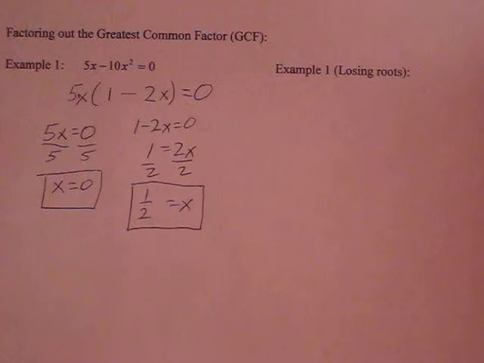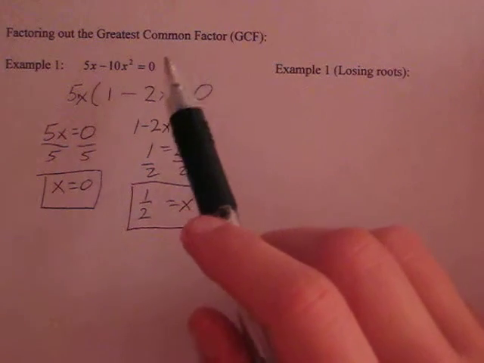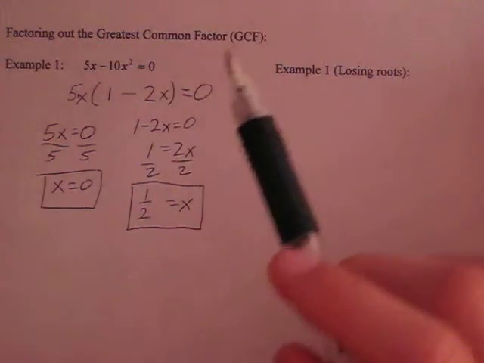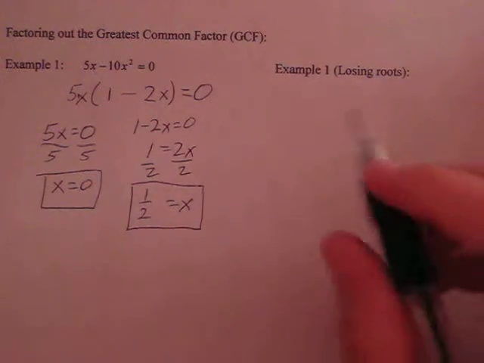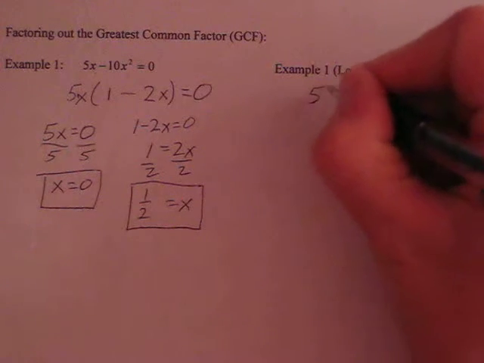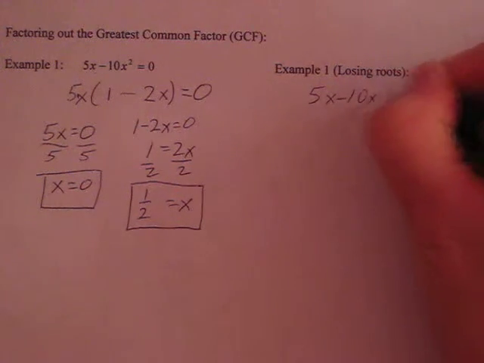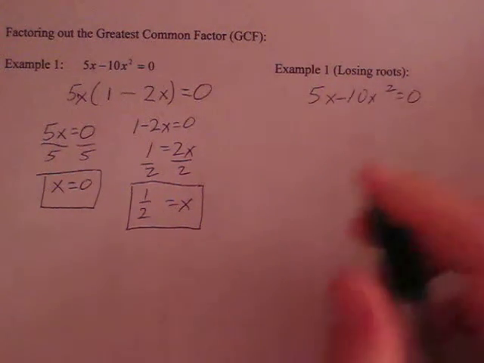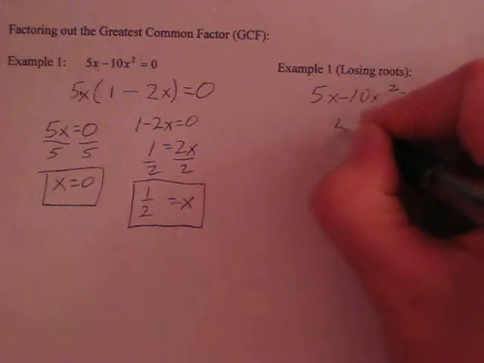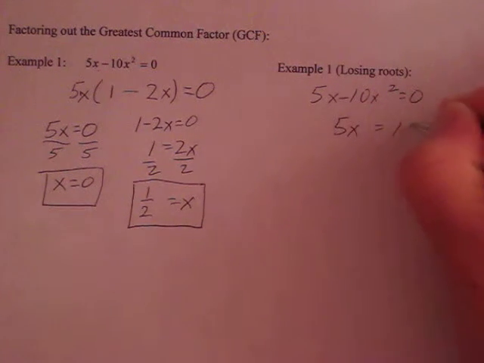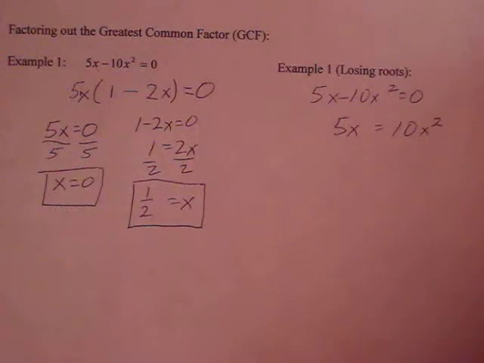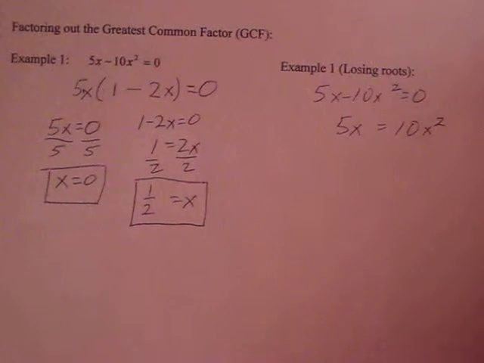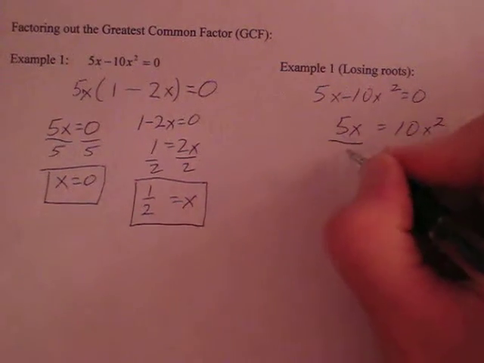We're going to solve the same example out. It's just like having a greatest common factor, but sometimes students are tempted to have this example where we have 5x minus 10x squared equals 0. And people want to divide by x, and a lot of times that happens when the x's are on different sides of the equation, and it's a valid method to solve the equation.